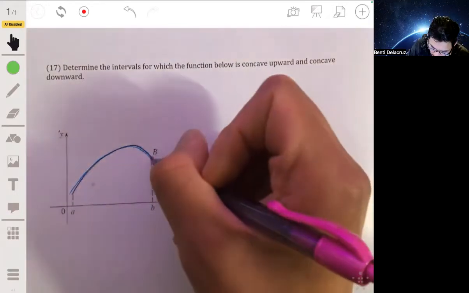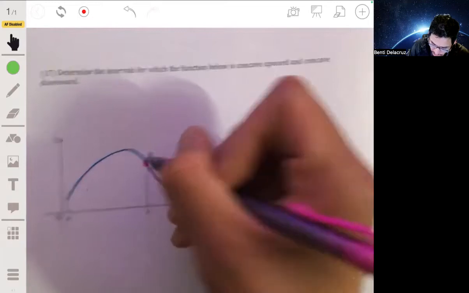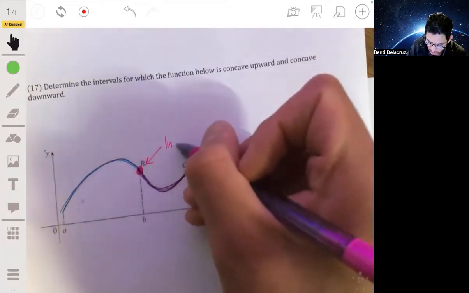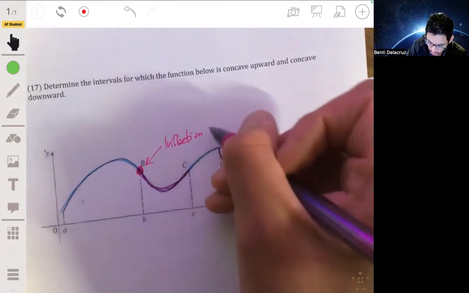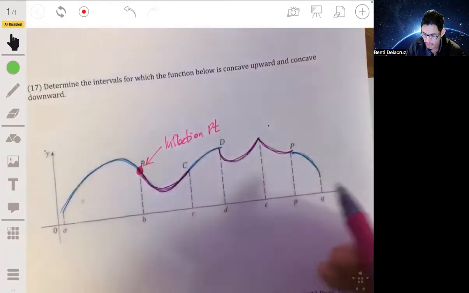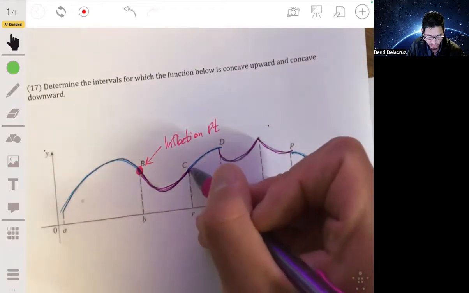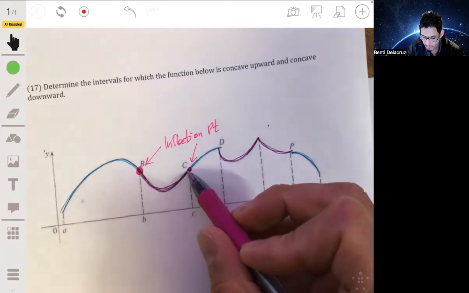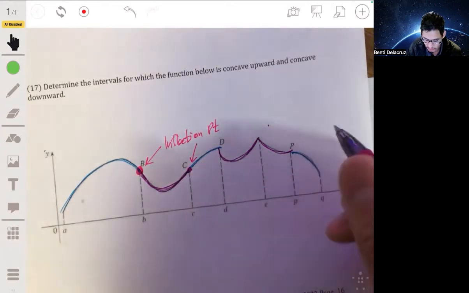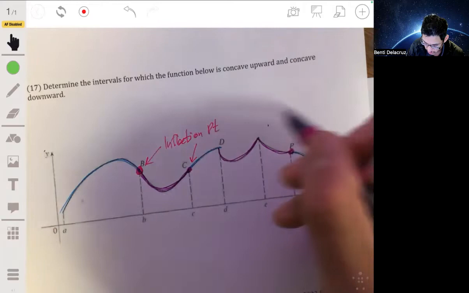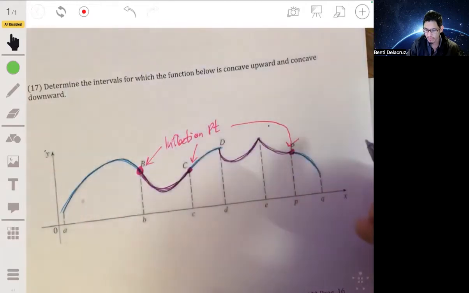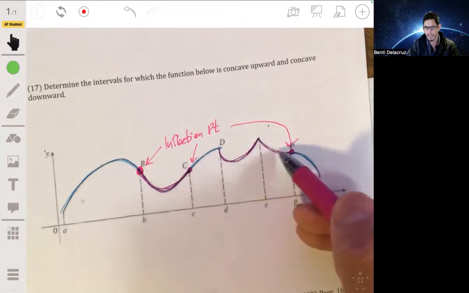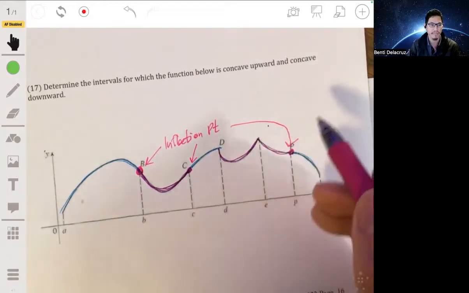So an inflection point would be right here, at B, f of B. So here's one inflection point. Another one would be over here at C, f of C. And then another one would be over here. Third one would be here. Notice I didn't pick this one because here it's concave up on both ends. So this is not going to be an inflection point.